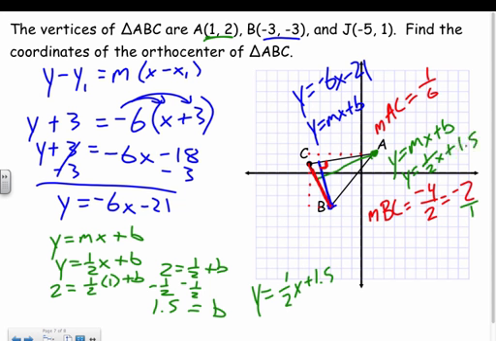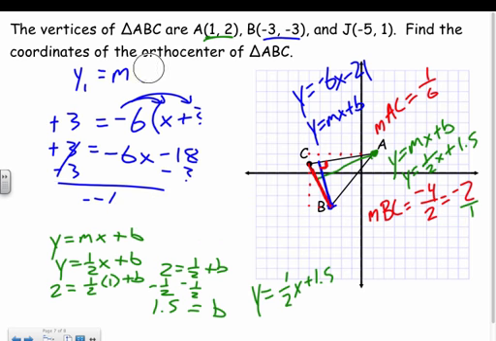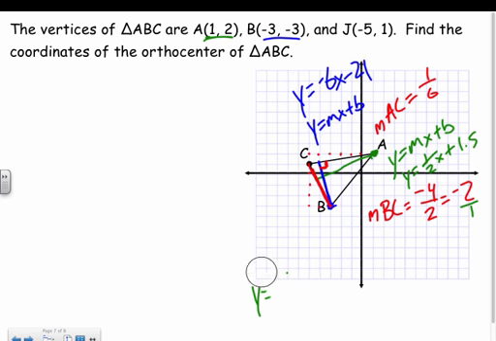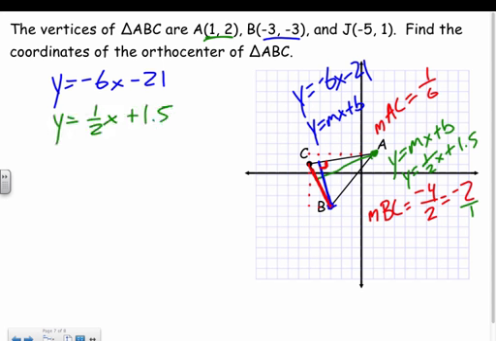So there's my two equations. I did the first one, this blue one, using point-slope. I thought that was a little bit quicker. And then I got my second one using slope-intercept form. But in the end, I write them both in slope-intercept. That's the key. So now I have my two equations. I have my blue one, y equals -6x minus 21, and I have my green one, y equals 1/2 x plus 1.5.